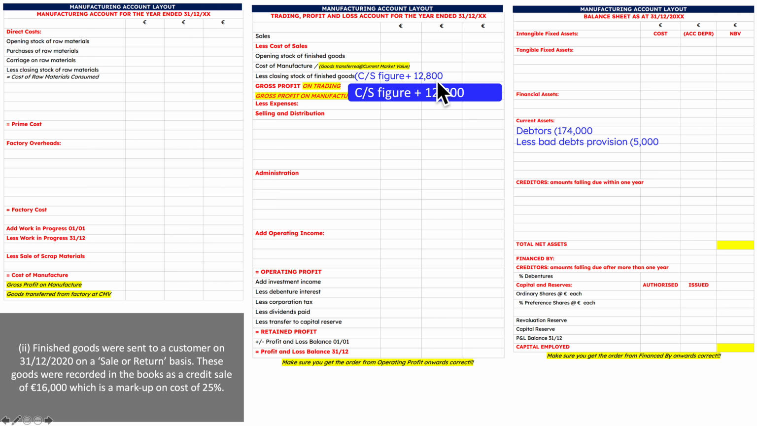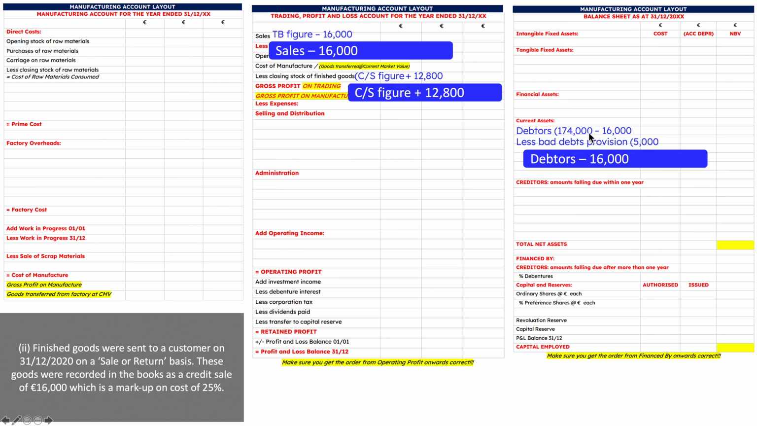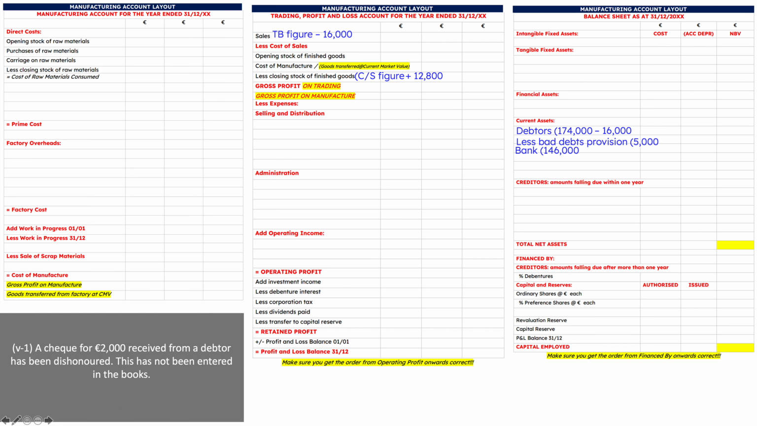Okay, how did I get this 12,800? It was the selling price, 16,000, divided by 125 and multiplied by 100. So that is our cost price there. Our closing stock figure of finished goods will go down in the current assets as well whenever you have all of your adjustments done. Okay, then there's your sales. We are going to minus 16,000 from the sales. Okay, and then that is the selling price there, and we're also going to subtract that from our debtors figure.